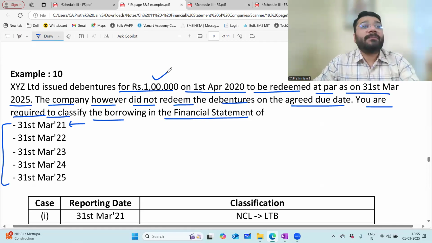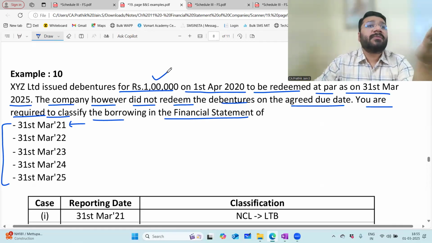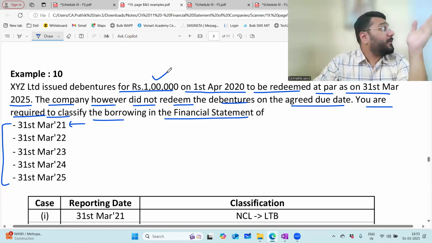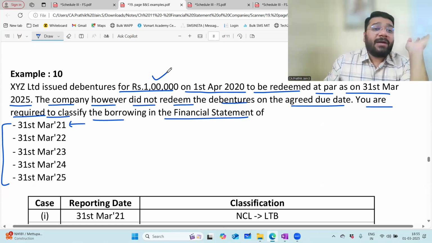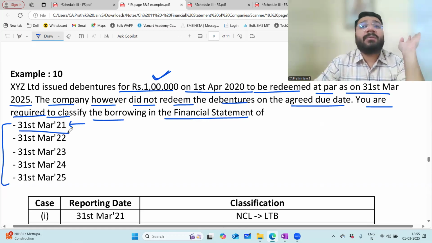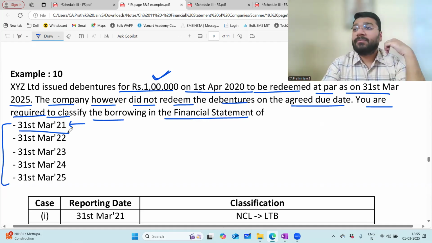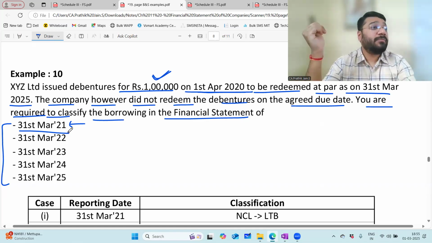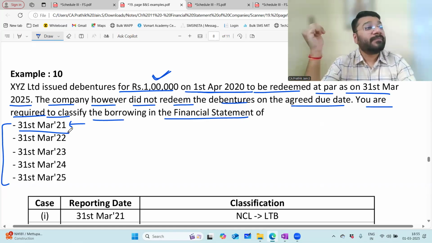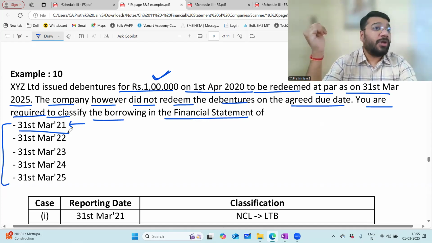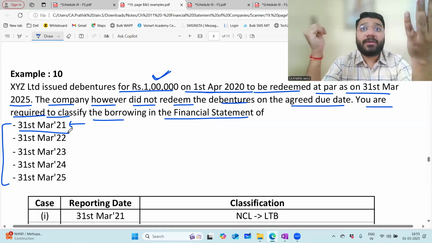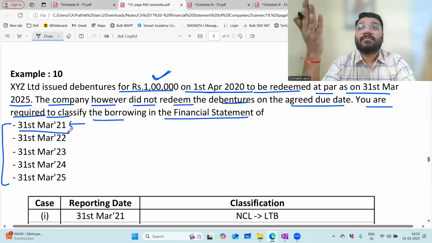This 1 lakh rupees borrowing, which you took through debentures on 1 April 2020, on 31st March 21, will you classify it as long-term or short-term?